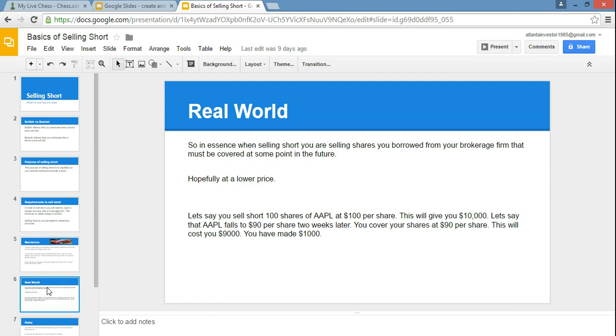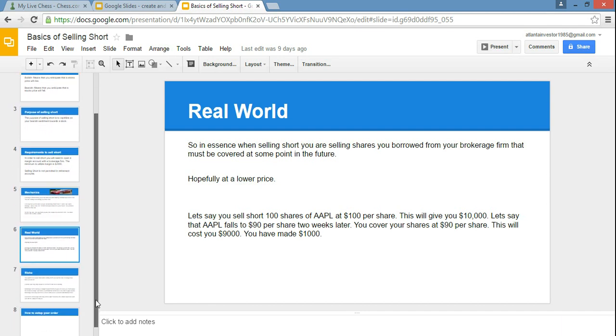Let's say that AAPL falls to $90 per share 2 weeks later, and you cover your shares at $90 per share. This will cost you $9,000. You have made $1,000. And if you can catch Apple on a downward move, that's a very realistic trade.